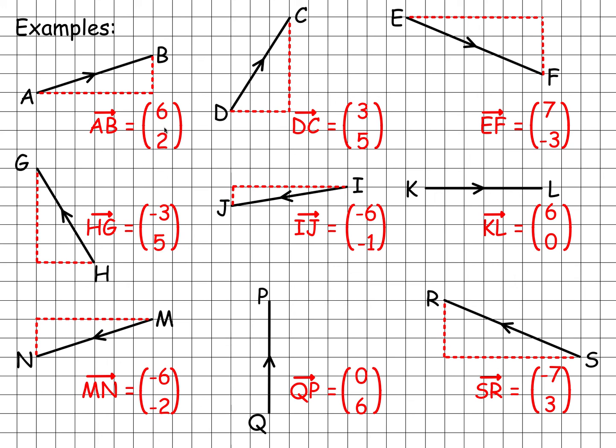This is a vector 6, 2. This is the negative of that vector. This is negative 6, negative 2.